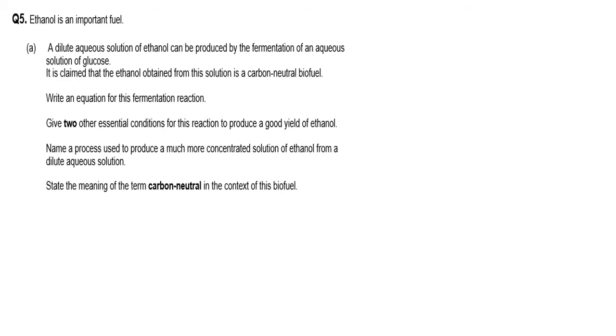So this is a 5-mark question looking at ethanol, and we're told a dilute aqueous solution of ethanol can be produced by fermentation of an aqueous solution of glucose. It's claimed that ethanol obtained from this solution is a carbon neutral biofuel. So the next list is things you need to do, and it's really common in these questions that people miss something out. So you need to write an equation for this fermentation reaction, give 2 other essential conditions for this reaction, name a process used to produce a much more concentrated solution, and state the meaning of the term carbon neutral in the context of biofuel.